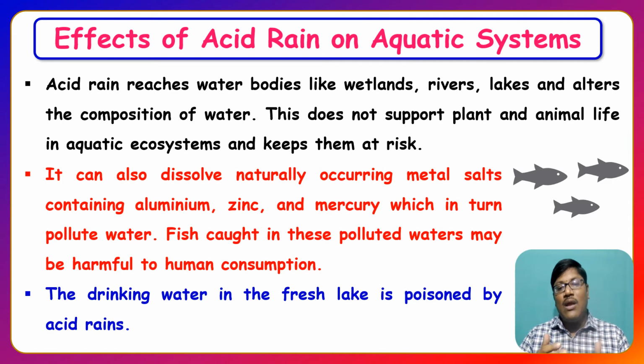Acid rain can dissolve naturally occurring minerals like aluminum, zinc and mercury, which in turn pollute the water. Fishes caught in these polluted waters may be harmful for human consumption. Drinking water in fresh lakes is poisoned by acid rain. The acidic particles that contribute to acid rain may even penetrate into the lungs and affect the respiratory system in human beings.